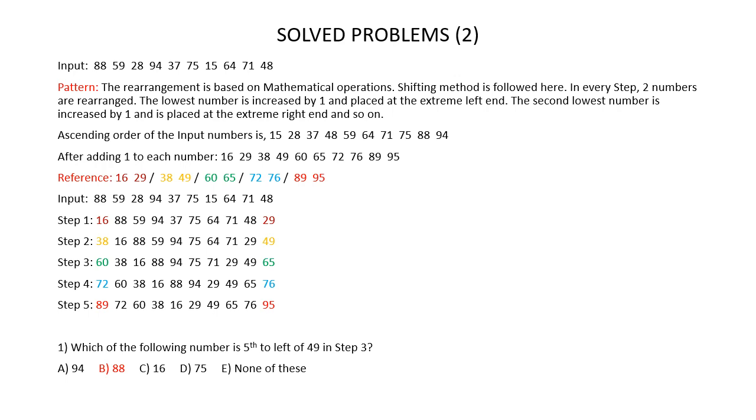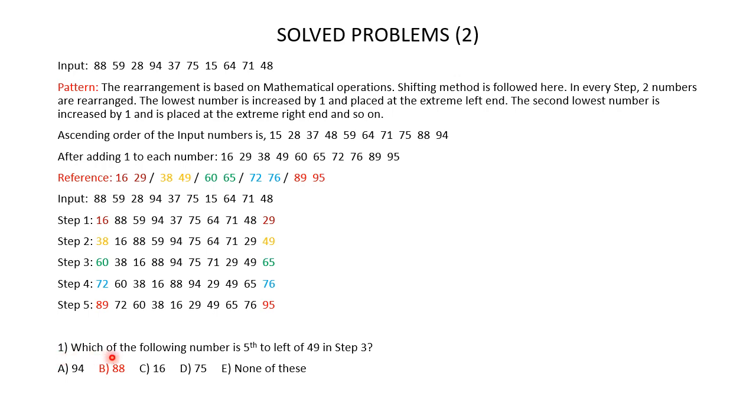Now you can see that all the input numbers have been rearranged in step 5. So step 5 is the last step of the rearrangement. Step 5 is the final output for this given input of numbers. Now that all the input numbers have been rearranged and we know all the rearrangement steps and the final output, let's answer the given question.